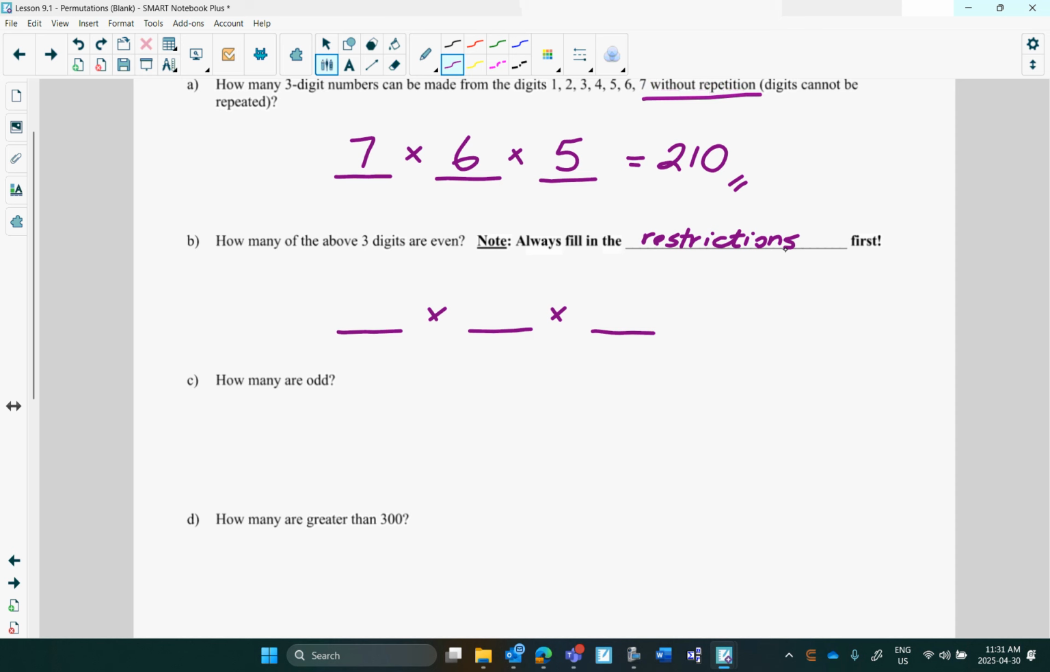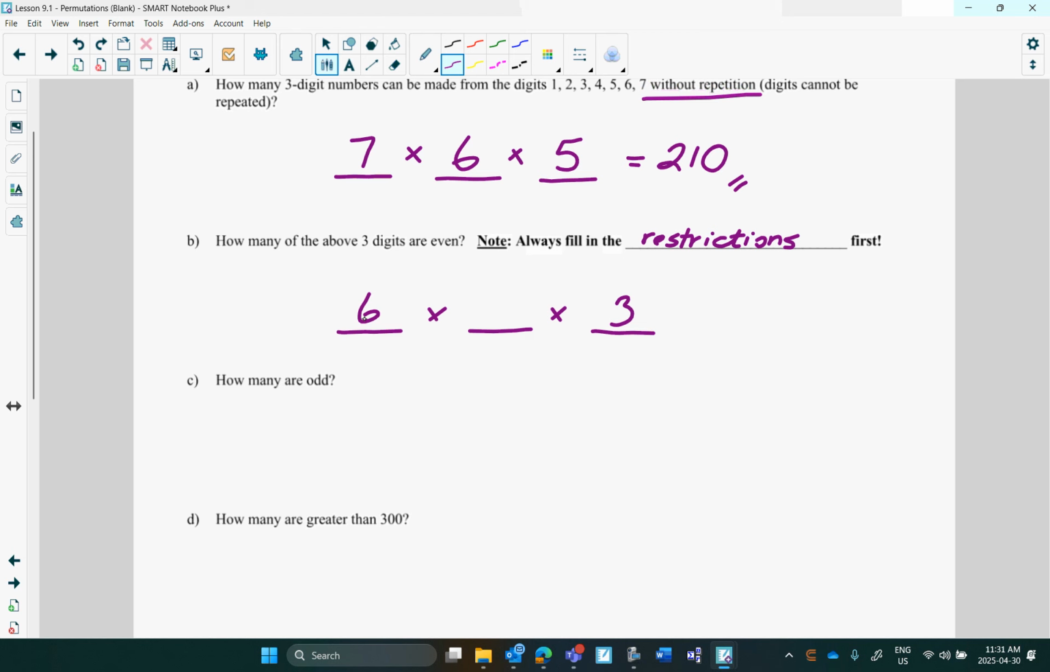2, 4, or 6. Now go back to the left. I've used one of the numbers up. How many are left to use? No. All the other numbers come into play. 6, isn't it? I've used one number here, 2, 4, or 6. So that means there's 6 numbers left I could put in here. Yes, like if I put 2 there, don't I have 6 to choose from now?